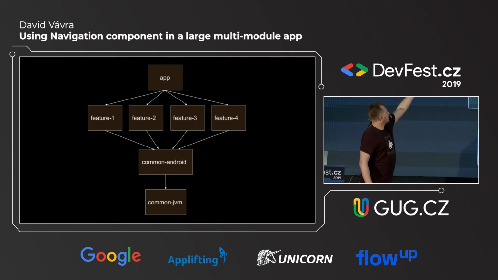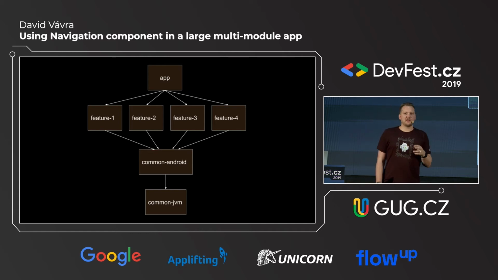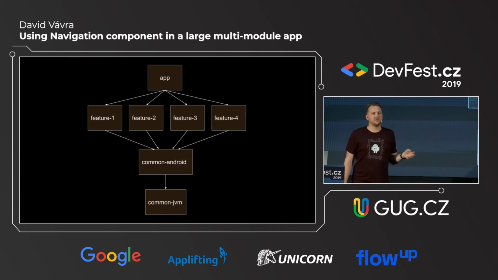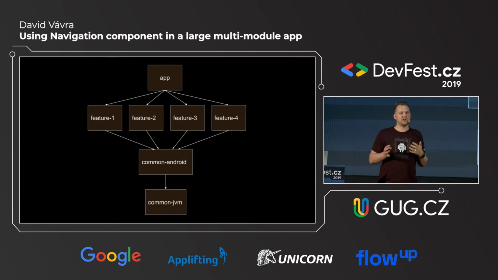And then the app depends on features. We put most of our stuff into features. We separate it into high-level features. Like in a bank, we have cards, accounts, payments, stuff like that. And all the features depend on the common Android library, which has everything in common, some common views which are shared between multiple features, or some stuff like that.